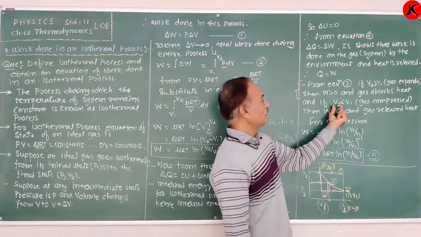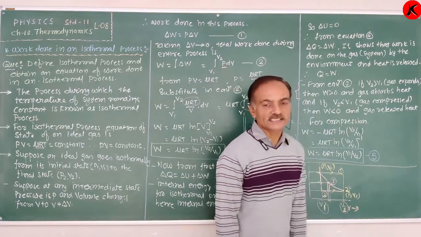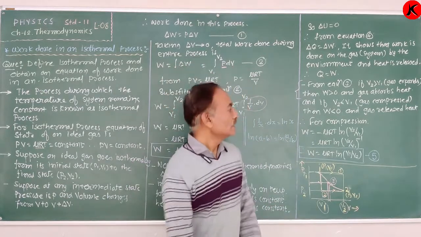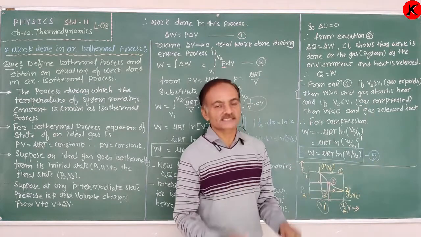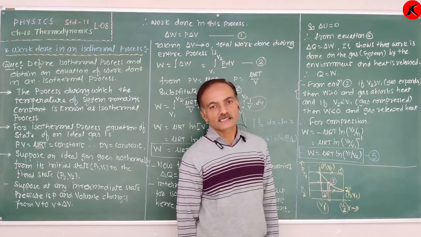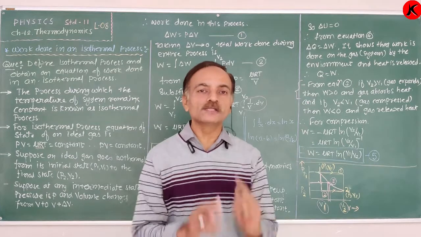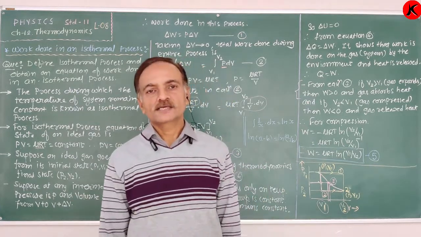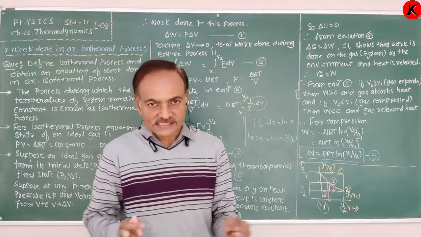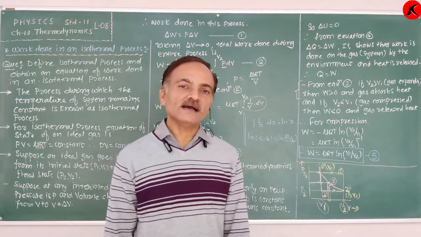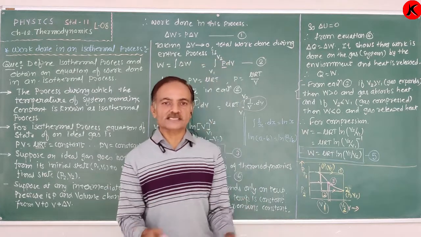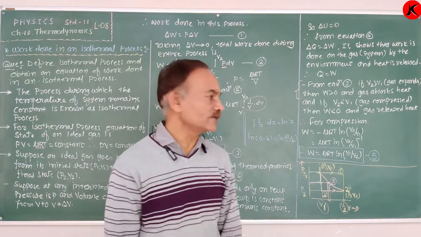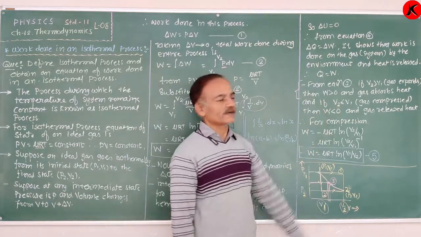Now second, if the final volume is less than the initial. Initial is V1, final is V2. So what happens? The gas or the system is compressed. Here the work done is negative and the work is done by the environment on the system. So here the surrounding compresses the gas. Therefore the work is done by the surrounding on the system, and as a result W is less than 0. That means the work done is negative.